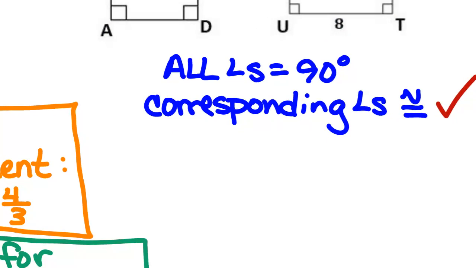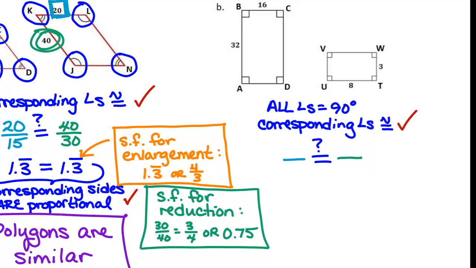Second criteria, I have to see whether or not those sides are proportional to each other. I only know about two sets of sides, two pairs of sides. So I'm only going to be able to write two fractions. But remember, if it tells you about 3 sides, you have to write 3 fractions. If it tells you about all 4 sides, you have to write 4 fractions.